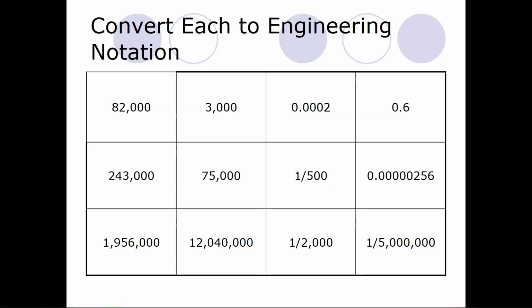All right, guys, so once again with this, you're going to follow the comma. So the first one ends up being 82 times 10 to the third. Your second one ends up as 3 times 10 to the third. Remember, you're just following the comma.